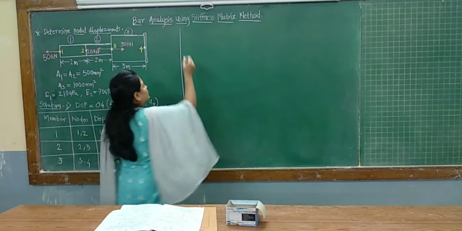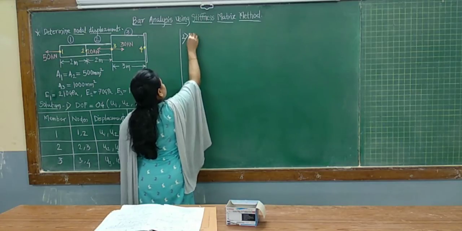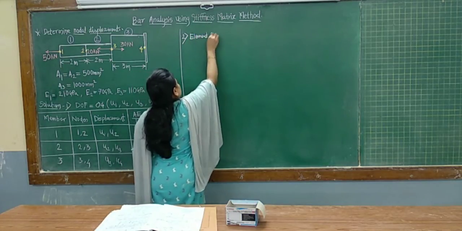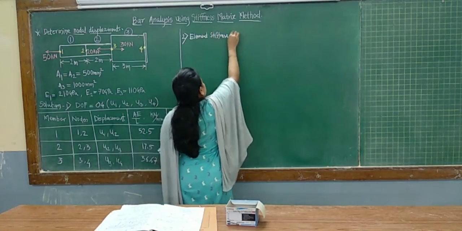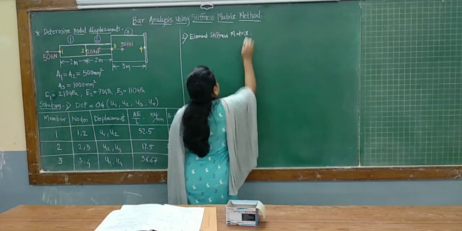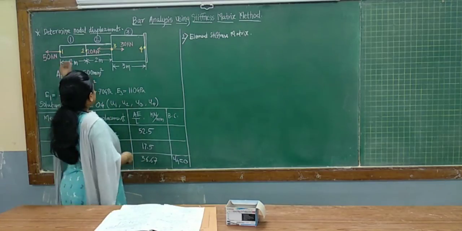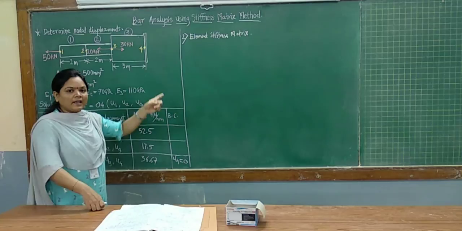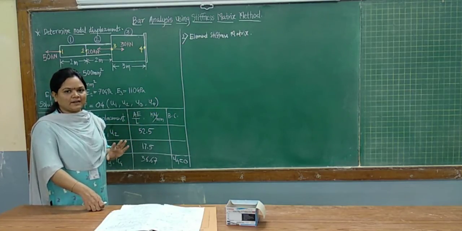After that, the second step is to write element stiffness matrices. That is the one. Element stiffness matrix. So that is to write the standard stiffness matrix: K equal to AE upon N times [1 minus 1; minus 1 1]. That is the standard, right?